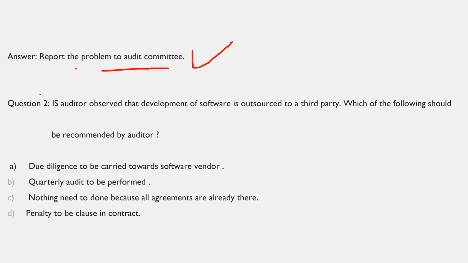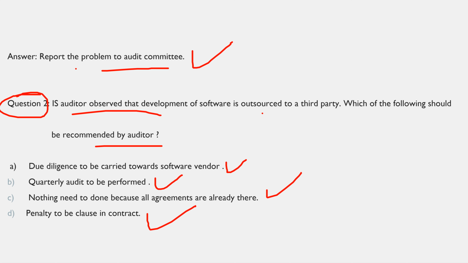Okay, coming to the next question. An IS auditor observed that development of software is outsourced to a third party. Which of the following should be recommended by the auditor? Number one is due diligence to be carried out on the software vendor, second is quarterly audits to be performed, and nothing needs to be done because all agreements are already there and a penalty clause is in the contract.